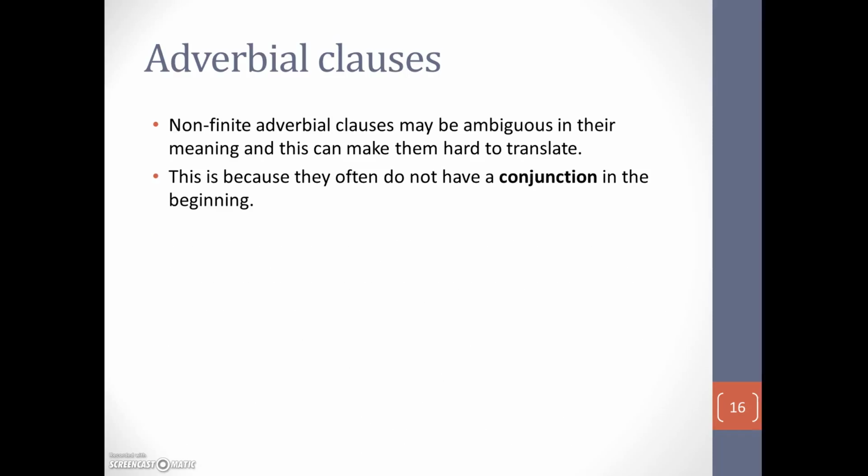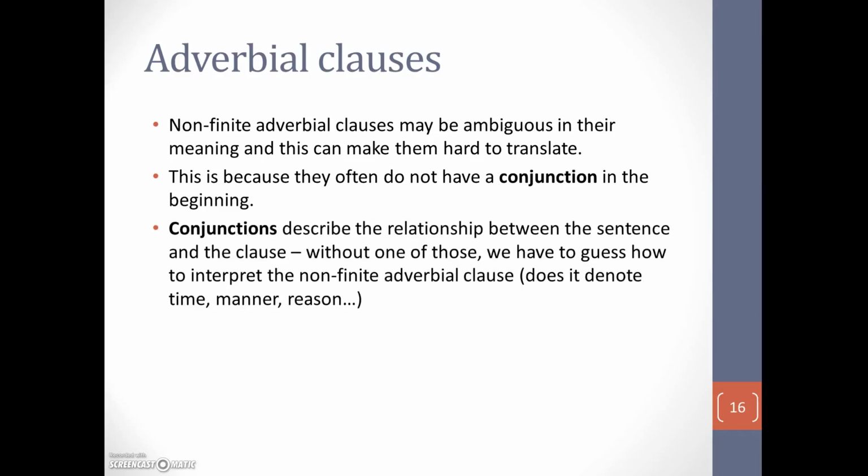Right, so non-finite adverbial clauses, they may actually be ambiguous in their meaning. And this can make them quite difficult to understand and also translate if that's what you're doing. And that's because they don't have this conjunction at the beginning, right? It's optional. Because conjunctions, as we saw, basically describe the relationship between different clauses, between the main clause and the subclause. So without one of those, we have to guess how they're related, right? How can we interpret this non-finite adverbial clause? Maybe it denotes time, maybe it denotes manner, and so on.